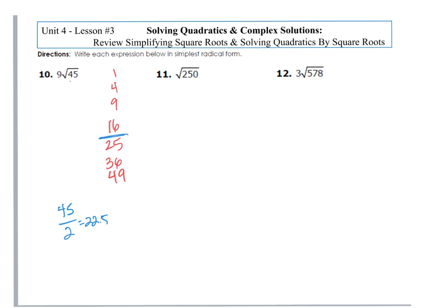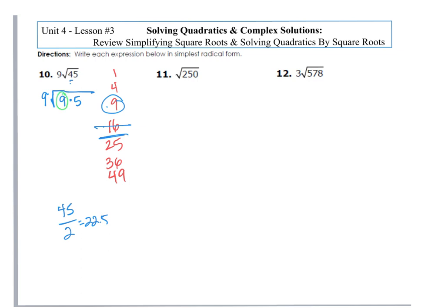So I'm going to start with 45 divided by 16, and I get a decimal. So it's not 16 that I want to use. 45 divided by 9 results in 5. So 9 is the perfect square that I want to use here. We'll write this as 9 on the outside. Then we have the square root of 9 times 5. That's the same thing as 45, but written to show the part we can take the square root of.